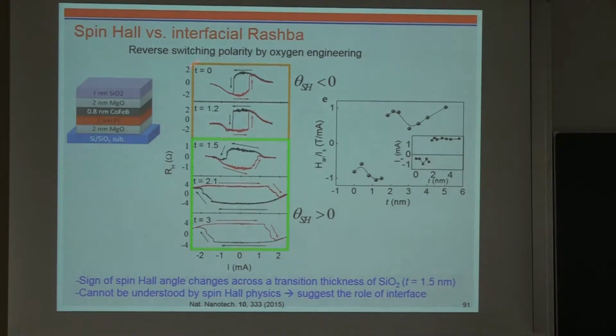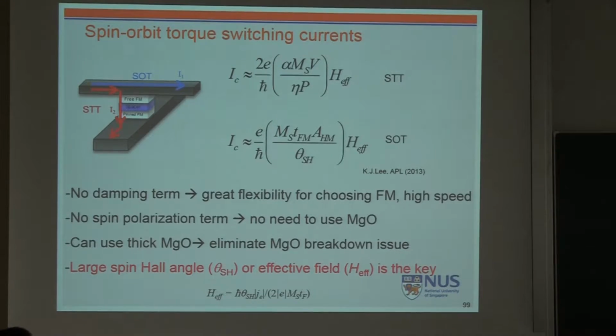So we were puzzled by this weird data, and it turned out there is a competition between the Rashba effect and the spin-Hall effect. We believe this one is dominated by the surface Rashba effect. On the other hand, this one is dominated by the bulk spin-Hall effect. So this suggests a role of the interface or some oxygen bonding in the device. I'm not going to go into too much detail, just want to give a brief overview of what's going on in the field.